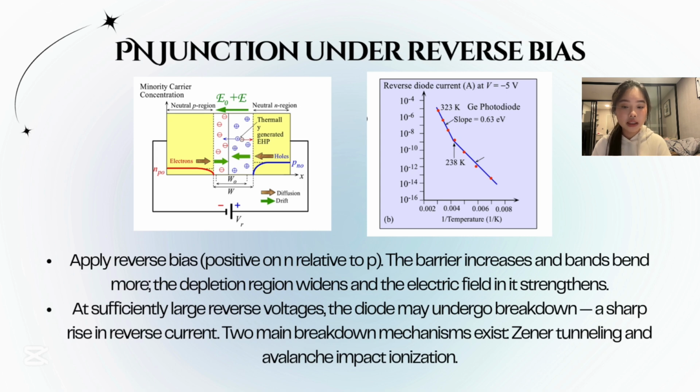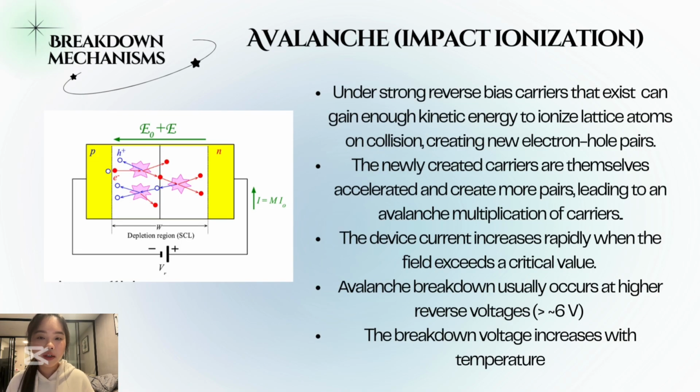At sufficiently large reverse voltages, the diode may undergo breakdown, a sharp rise in the reverse current. Two main breakdown mechanisms exist: Zener tunneling and avalanche impact ionization. Which mechanism dominates depends mainly on doping and field strength. Breakdown mechanisms: there are two types. The first type is called avalanche.